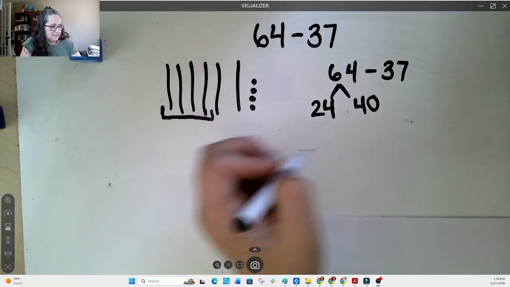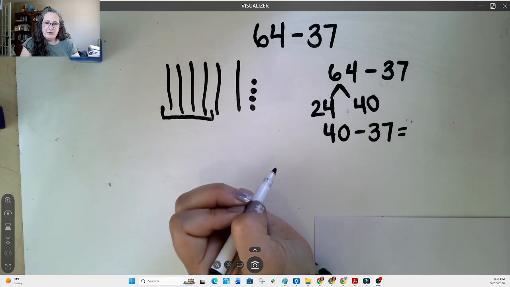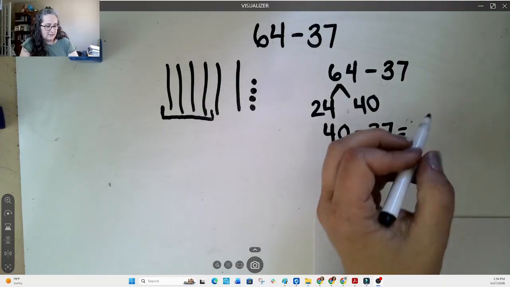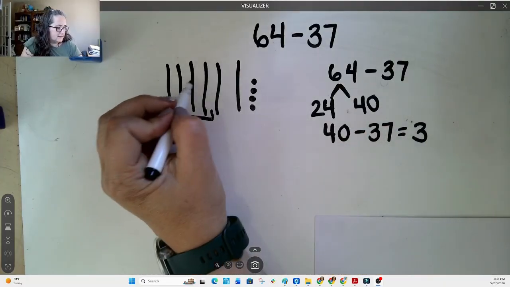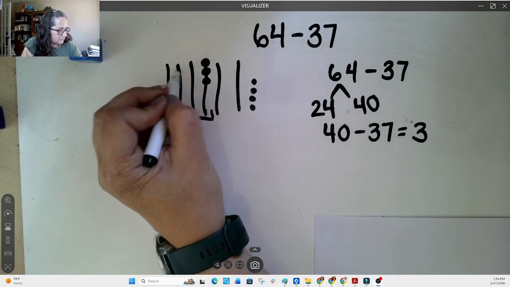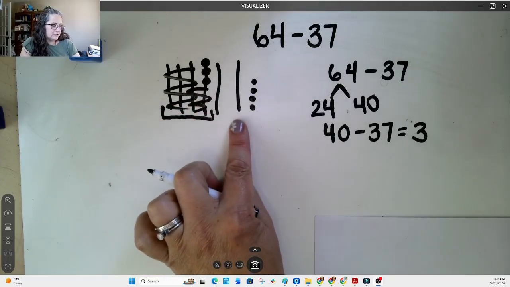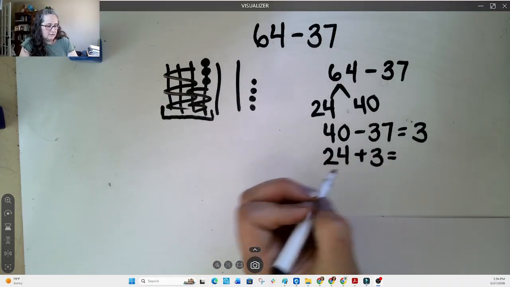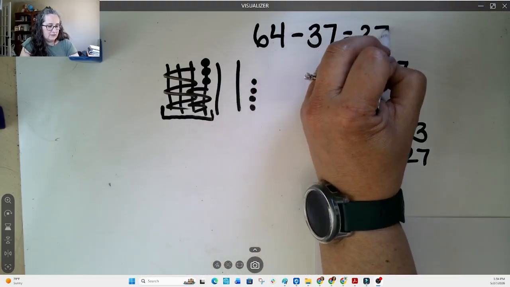So now I'm going to take away 37 from my 40, and all I will have left is 3, because we know 7 needs 3 to make the next 10. Then I'm going to add my 3. So it's like I took all of this away except 3 on here. I have my 3 plus my 2 10s and my 4 1s. So 24 plus 3 equals 27. So 64 minus 37 is 27.